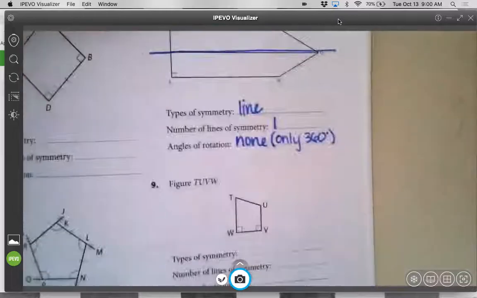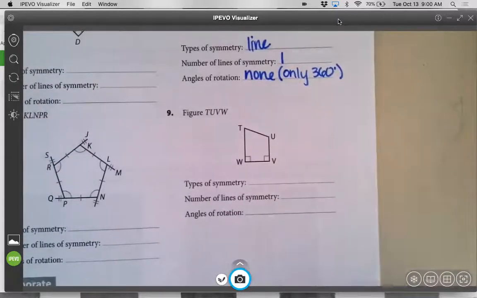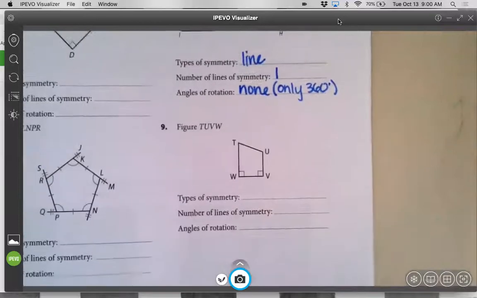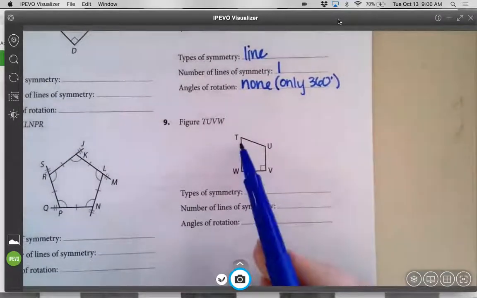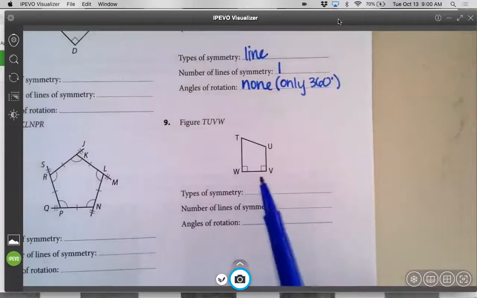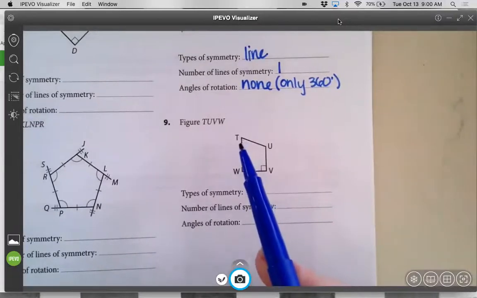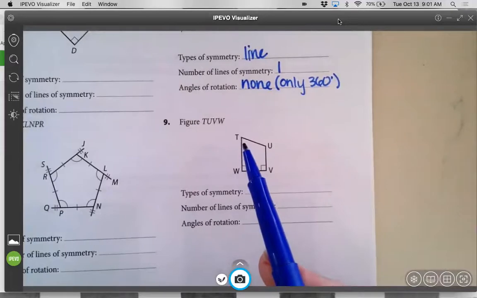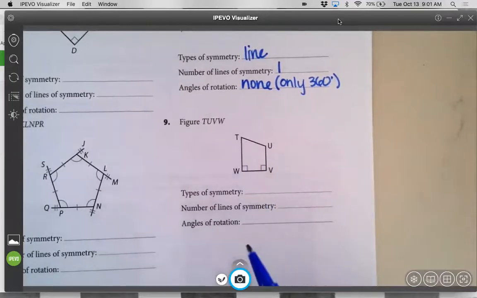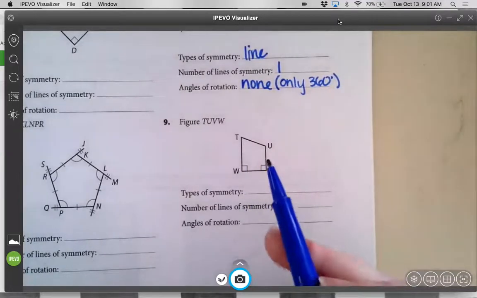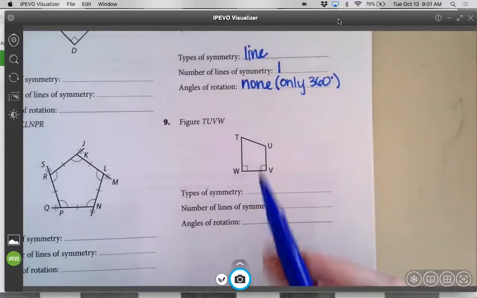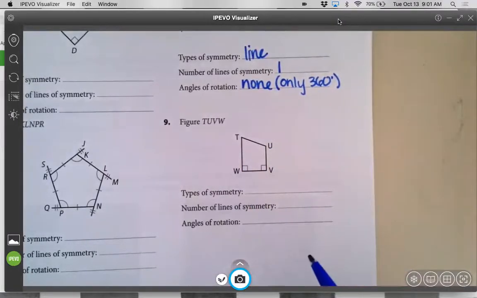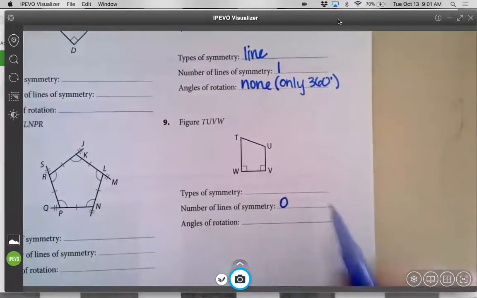Okay, let's move down and look at number 9. We're going to kind of zigzag. For number 9, I tend to look at a point like T, right? I don't want to use V and W. I want to look at the point that's going to be hardest to match. So I'm considering point T on this figure. Your brain might process it differently, but that's how I do it. So first, let's look at lines. Are there any ways that I can fold this figure so that T is going to have a match somewhere else? No. So no lines of symmetry.